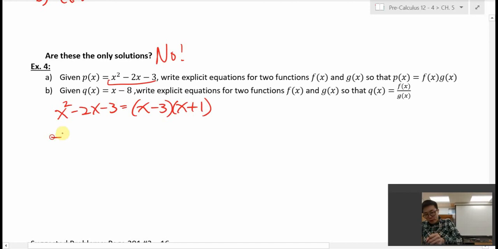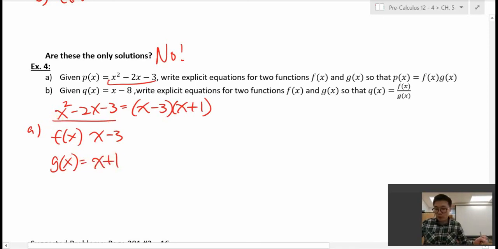And therefore, you could say that f of x is simply equal to x minus 3, and that g of x is going to equal x plus 1. So when you multiply these two together, you get your x squared minus 2x minus 3. Part B, given that q of x is x minus 8, write explicit equations for two functions f and g, so that f divided by g is equal to q of x.